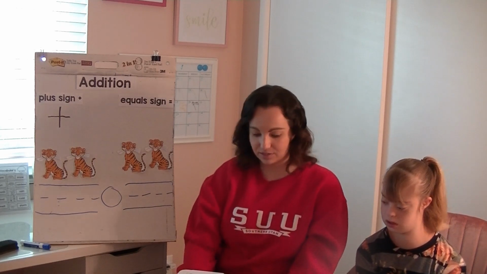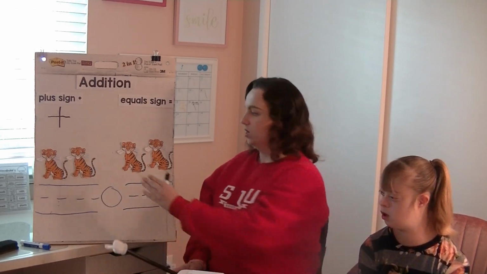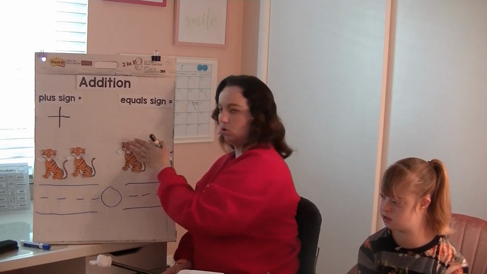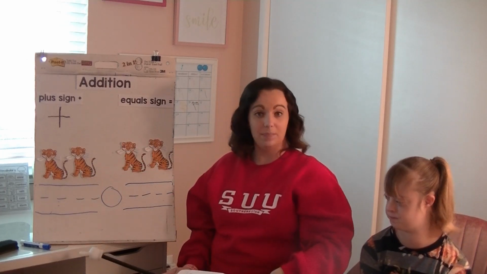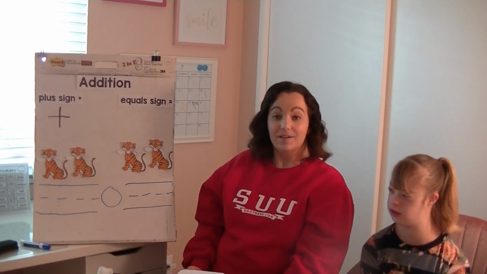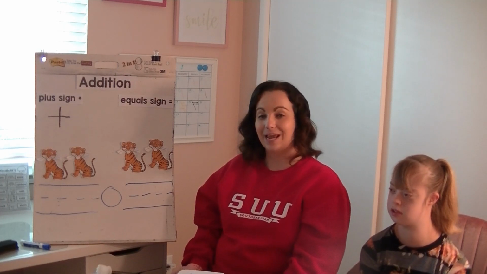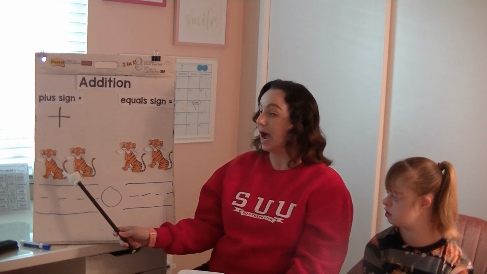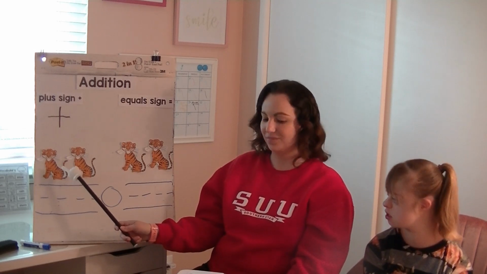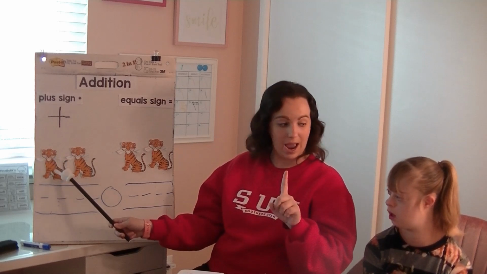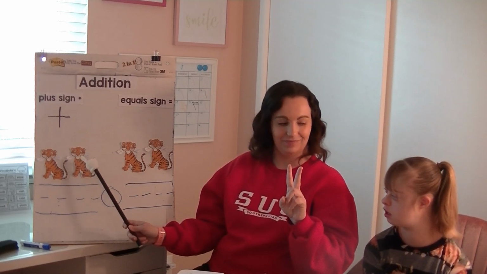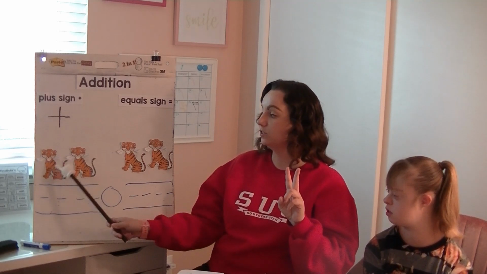So let's look at this first group of tigers just over here. Don't look at this group yet because we need to write how many are over here. Will you help me count along, Kaylee? If you're able to follow along at home, please count as well. How many tigers are in this first group? Ready, set, count with me. 1, 2. 2. Very good. How many are in this first group?